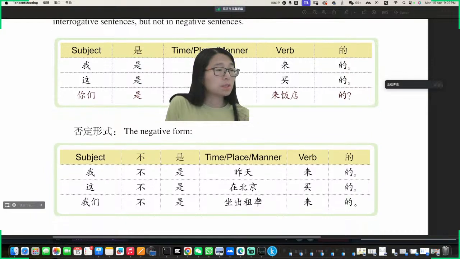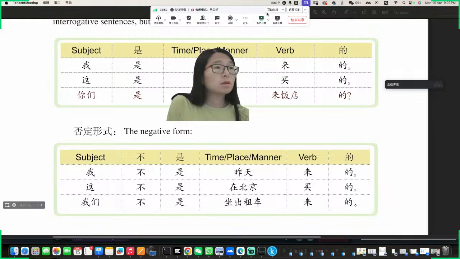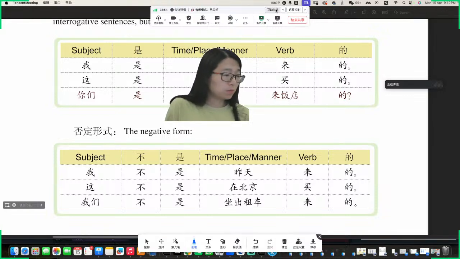Okay, now let's see the negative form. Okay, I'm going to write the pinyin for you guys.